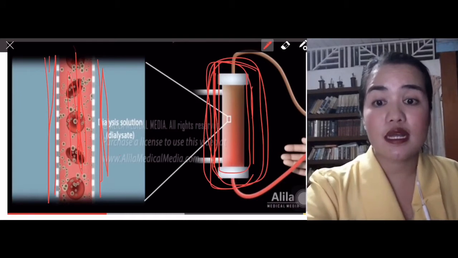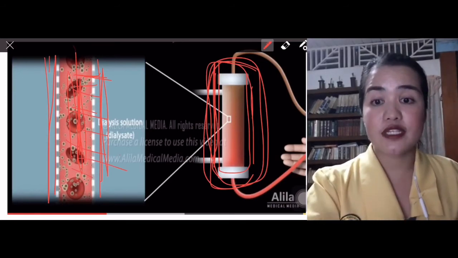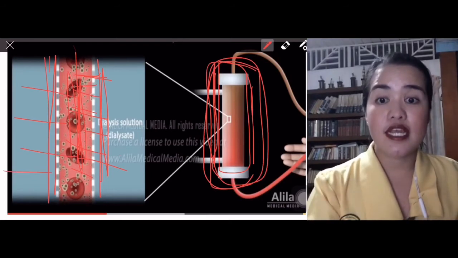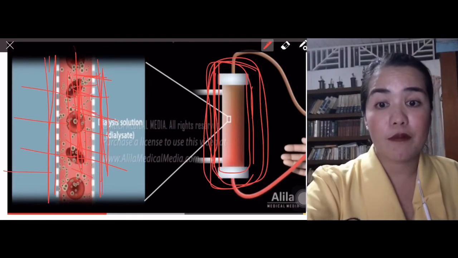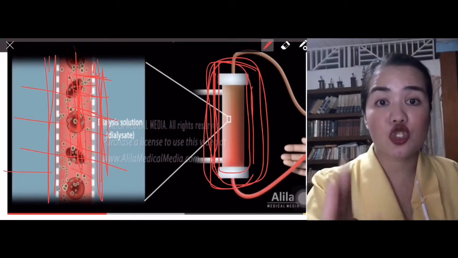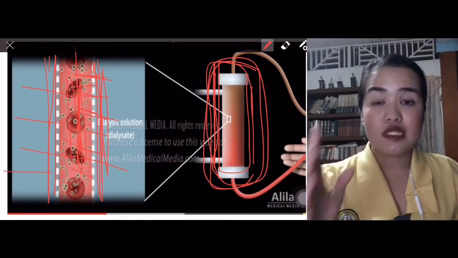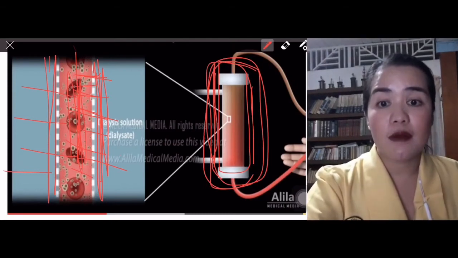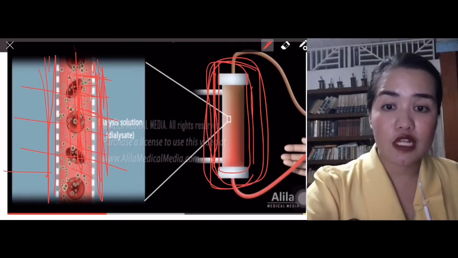So these dark spots that you see here, for example, those are the urea, creatinine, sodium, potassium. Those are the toxins that will flow or pass through this semi-permeable membrane that only allows small particles to pass through it. So the big proteins or larger molecules like proteins and blood cells won't pass through this semi-permeable membrane. So it will travel through the dialysate.